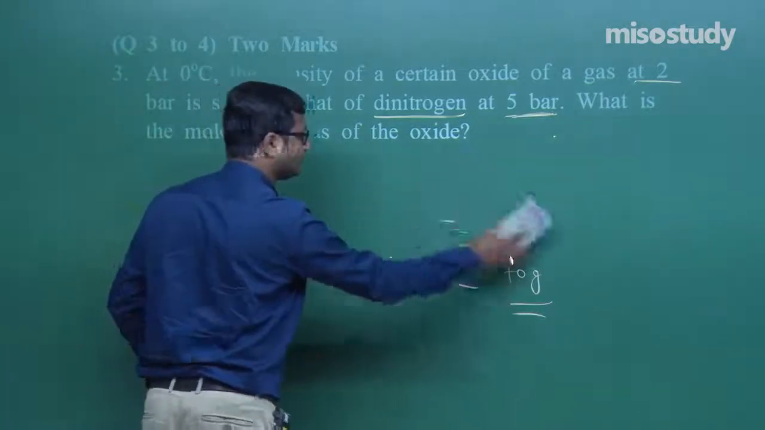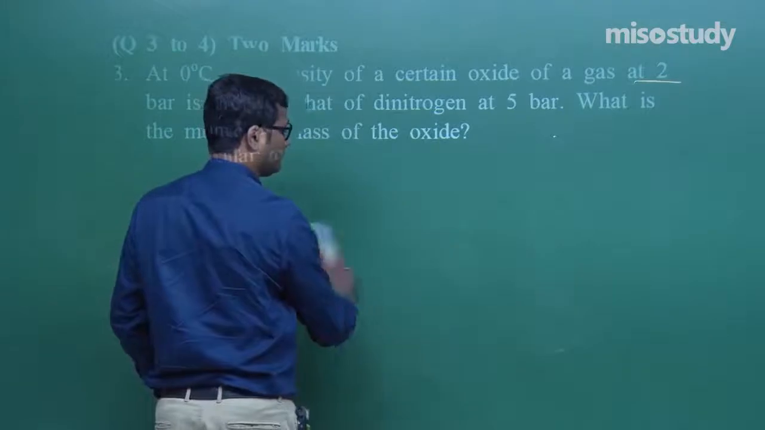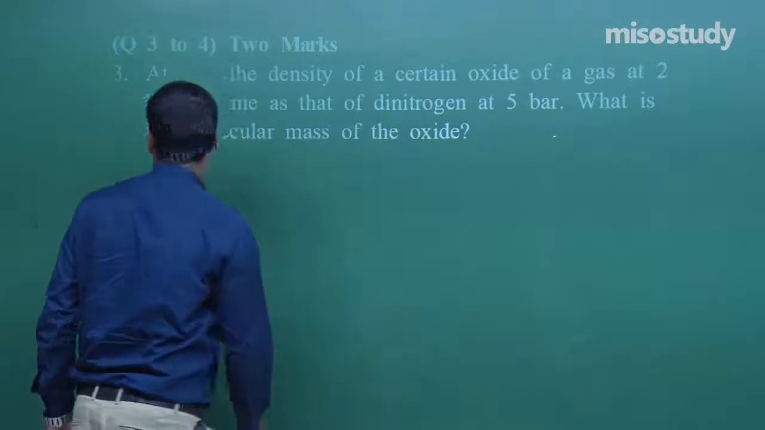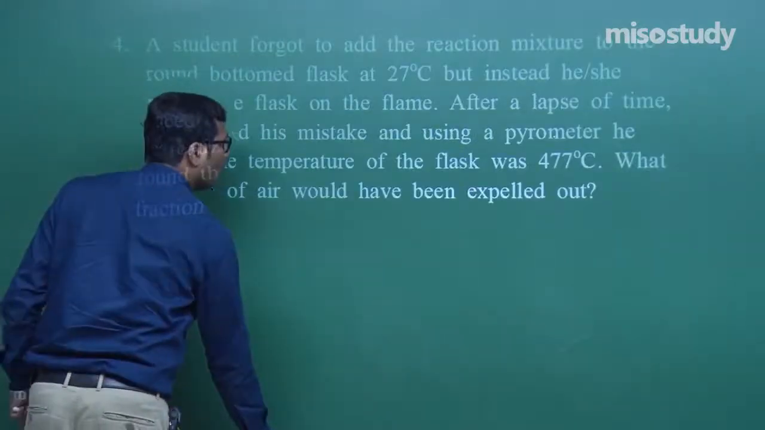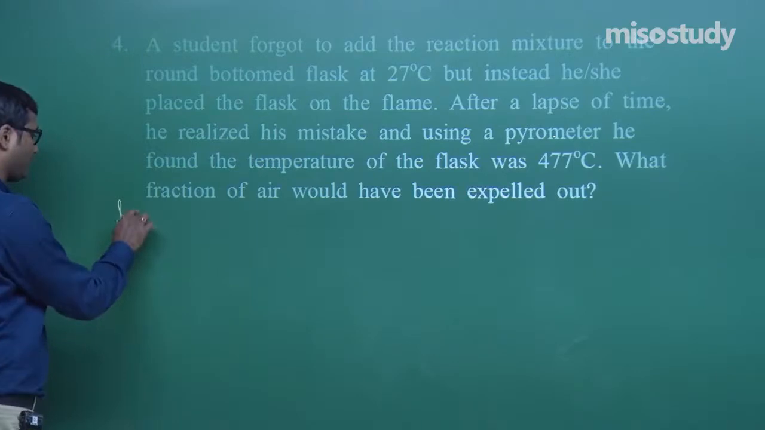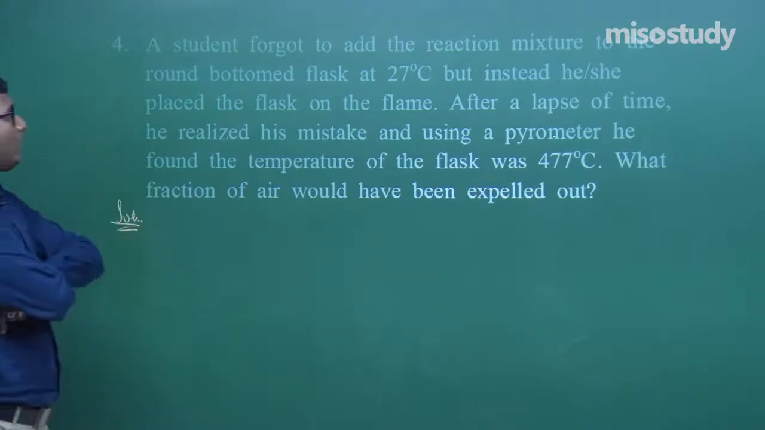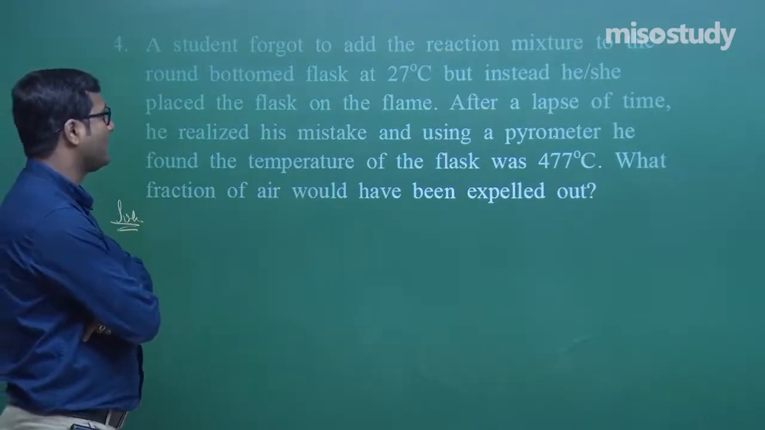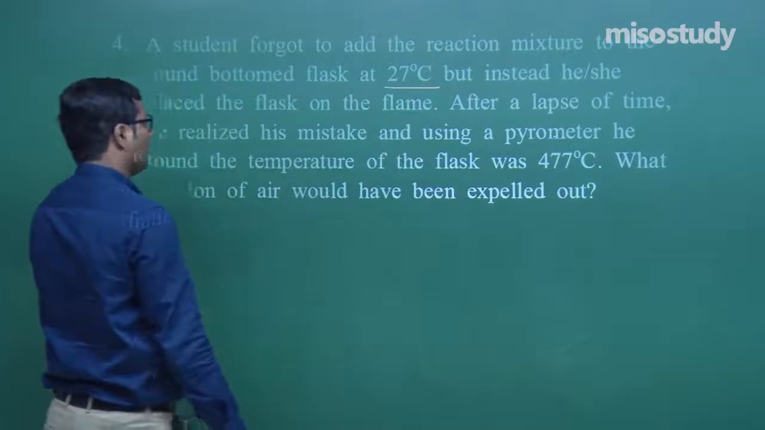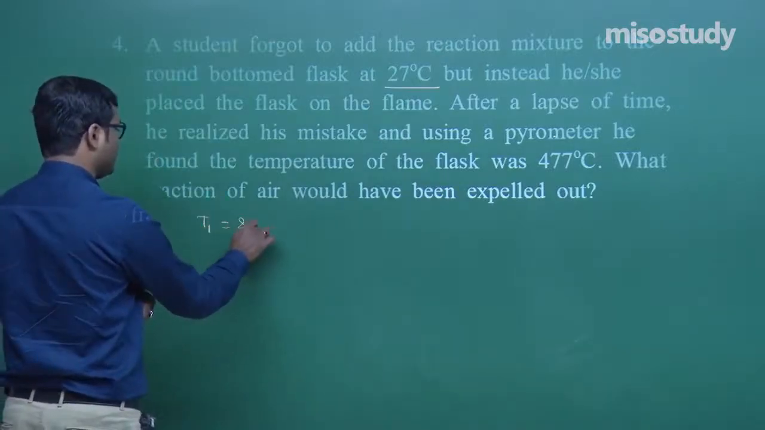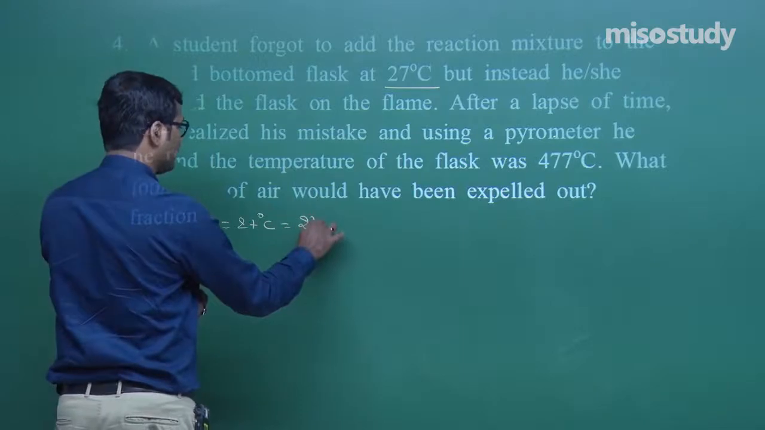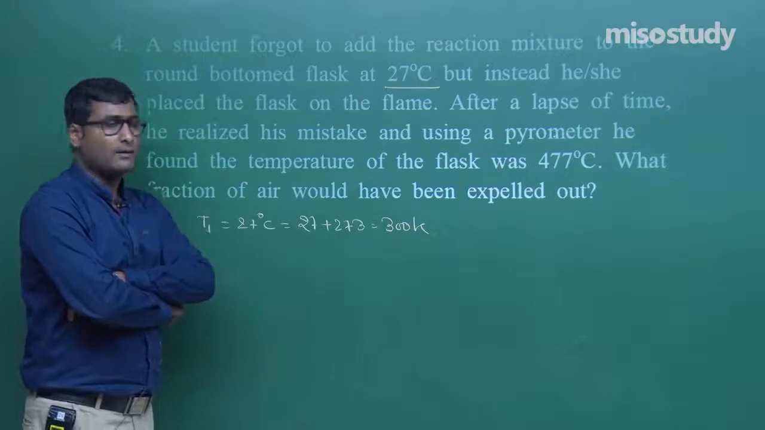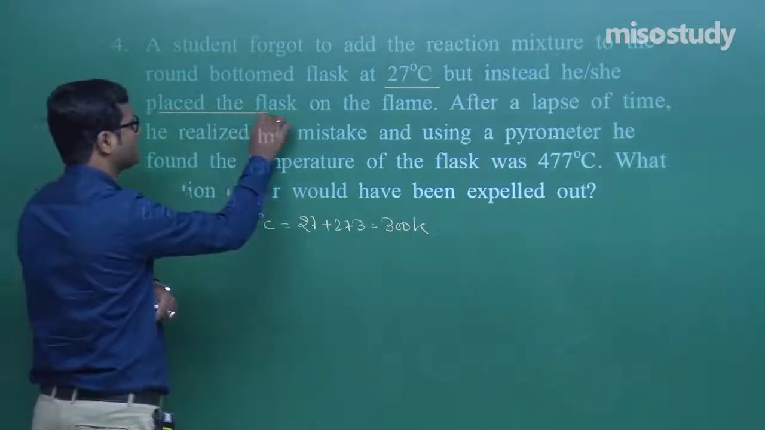What is the next question? That is question number 4. Read the question carefully. What is given here? A student forgot to add the reaction mixture to the round bottomed flask at 27 degrees Celsius. That is T1 given as 27 degrees Celsius, that is 27 plus 273, this one is 300 Kelvin. But instead he placed the flask on the flame.